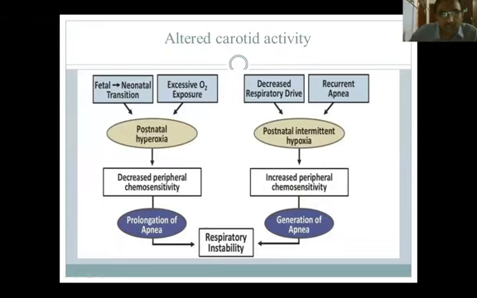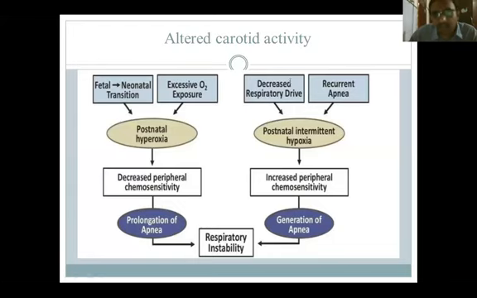Important: both hyperoxia and hypoxia will have an effect on the peripheral chemosensitivity of the carotid body, which results in apnea generation. We know that the fetal oxygenation, fetal PO2, is less. Coming to neonatal transition, there is increased exposure. So this causes decreased carotid body sensitivity. This causes prolongation of apnea.